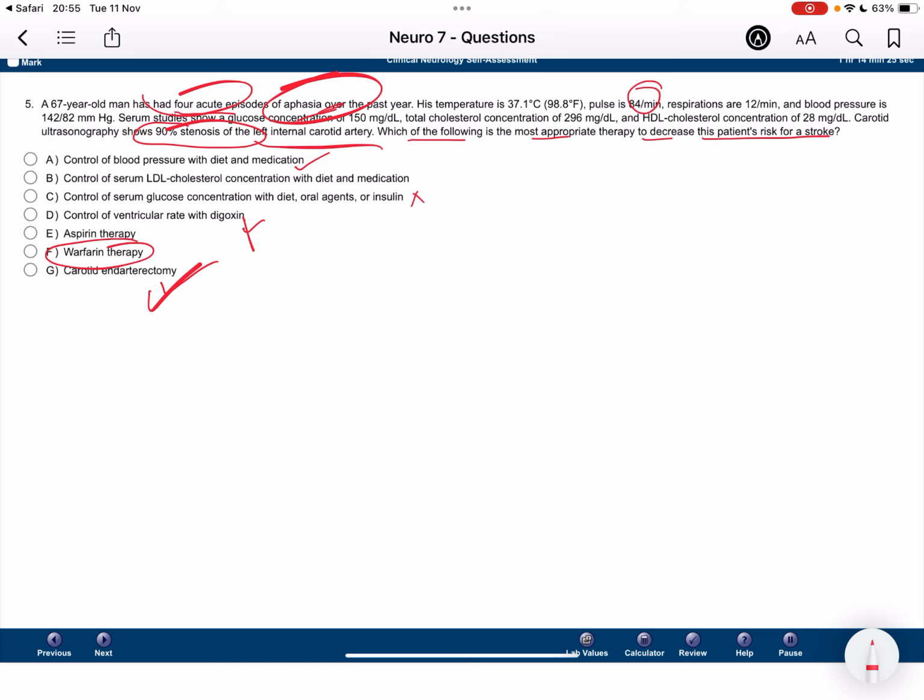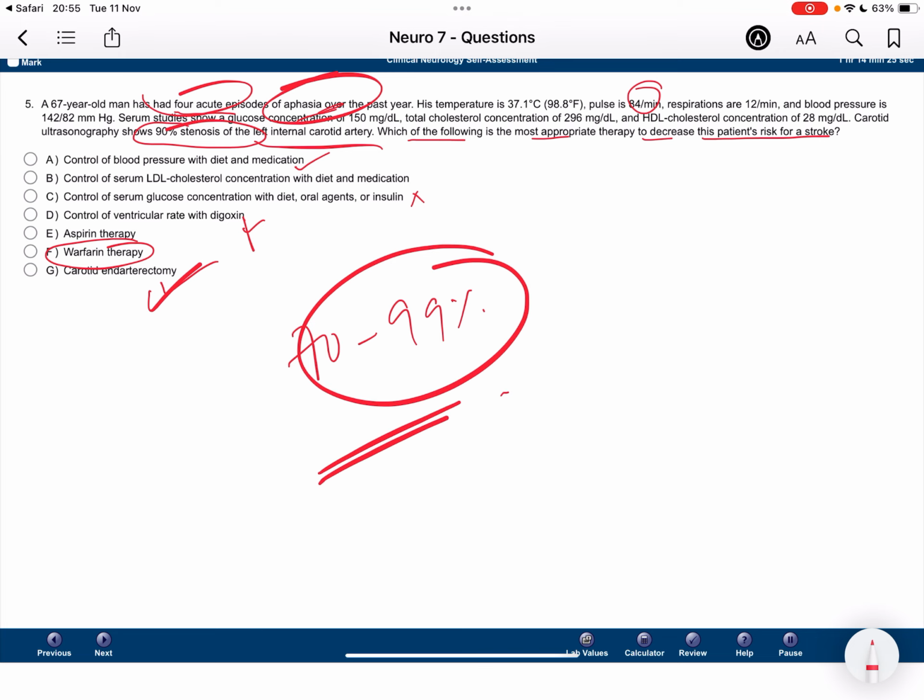But the most important thing you will have to remember is that a patient who has 70% to 99% stenosis must undergo carotid endarterectomy, or sometimes the examiner can give you the option of carotid stenting as well. Please do remember that this is one of the most important things you will have to remember.